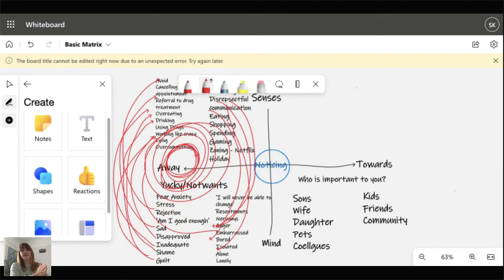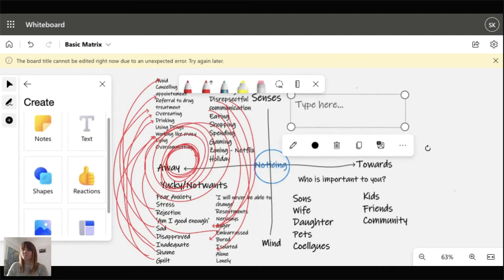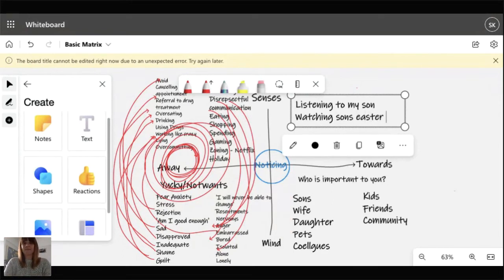The left-hand part of the matrix is where addiction can happen. On the right-hand part it is much more difficult to get addicted. So we'll go to the top right. And up here, we ask people what behaviours move you closer or towards the people who are important to you, the people that you care about. So me, for example, listening to my son and watching him today in his Easter bonnet parade. It was like the cutest thing ever.